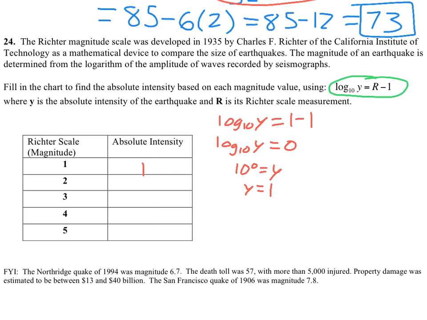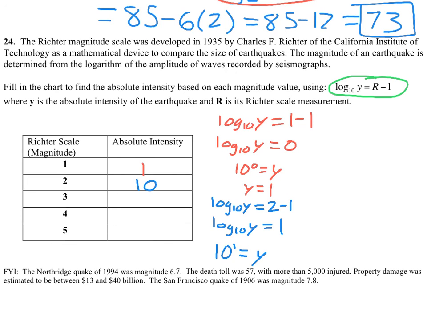Okay, for the next box, we're going to do the same thing, but we're going to plug in 2 for r. Log base 10 of y equals 2 minus 1. Log base 10 of y equals 1. Rearrange it, 10 to the first power equals y, so y equals 10.